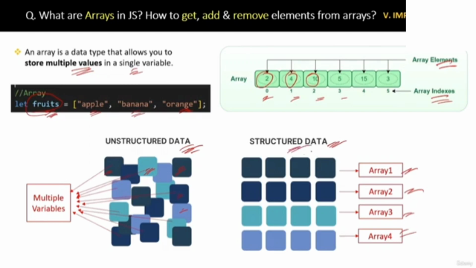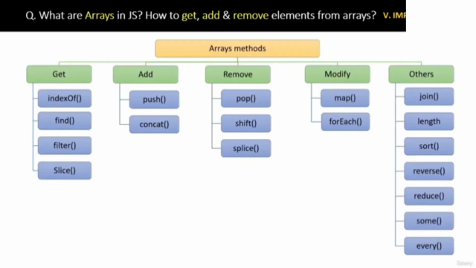The next part is how to get, add, and remove elements from an array. And here is a list of the methods of the arrays to do all these operations. Get methods are there to get any specific or particular element of any array. Add methods are used to add more elements to an array. Remove methods are used to remove or delete elements from an array. Then modify methods are used to modify the elements of the array. For example, if you change the spelling of the apple element by using the array modify methods, right? Then there is a list of other methods also that can be used for different purposes.